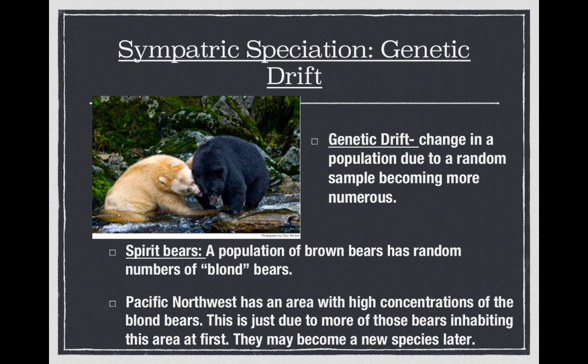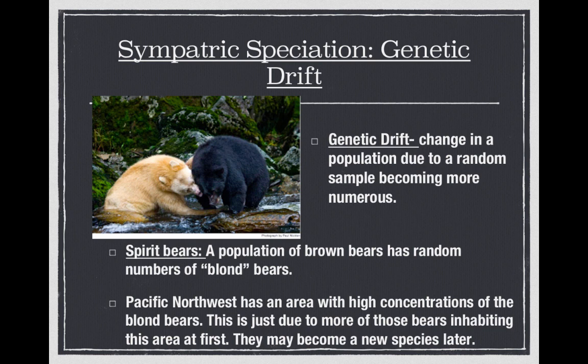So the spirit bear, which lives in the northwest United States and Canada, is a population of brown bears that just has a random number of blonde bears. This is an area that has a high concentration of those. The mutation for that is just in all brown bear populations, but it's just a higher concentration there just randomly.